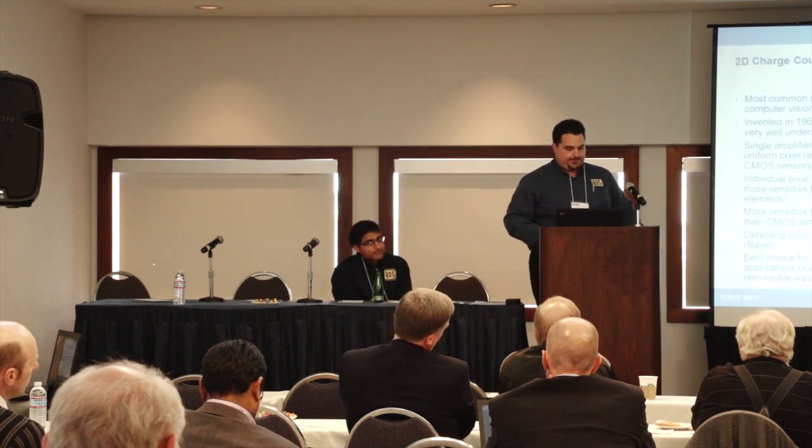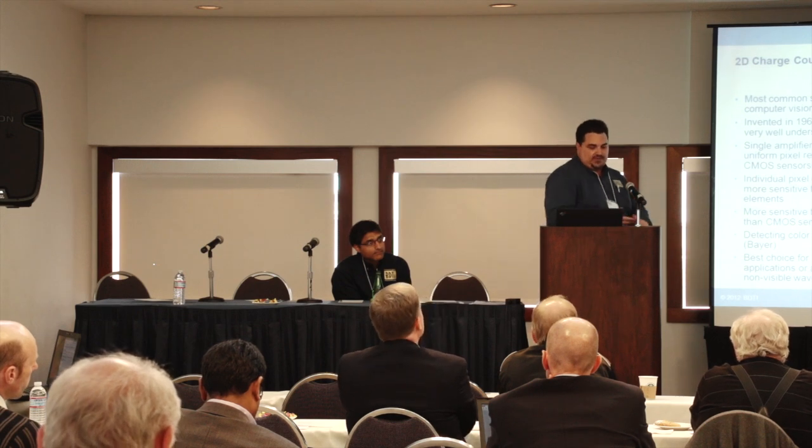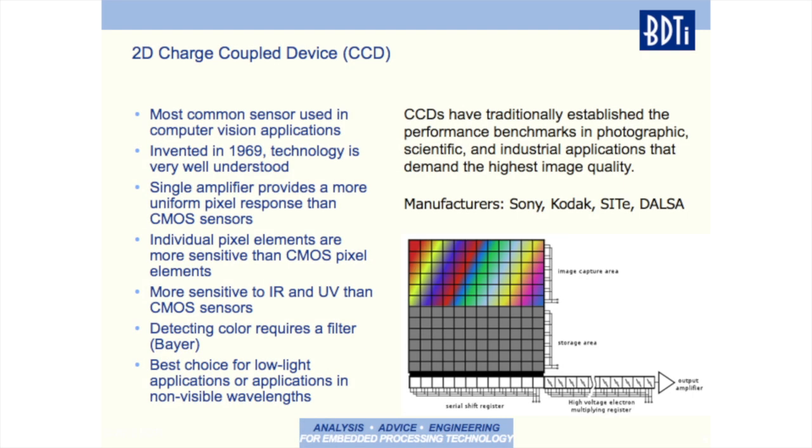In terms of 2D sensors that are available, you've got CCD and CMOS. Those are the two most popular. Now CCD, we probably don't use very much in this room because of the expense. CCD sensors are significantly more sensitive. They're used quite a bit in the scientific community, a lot in astronomy.